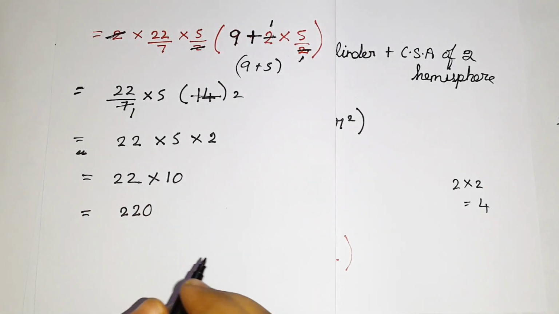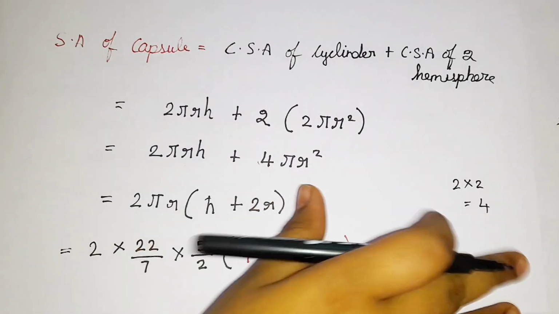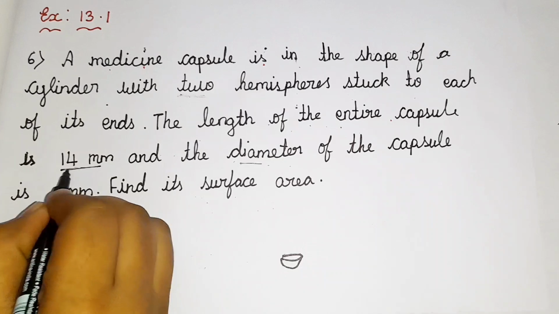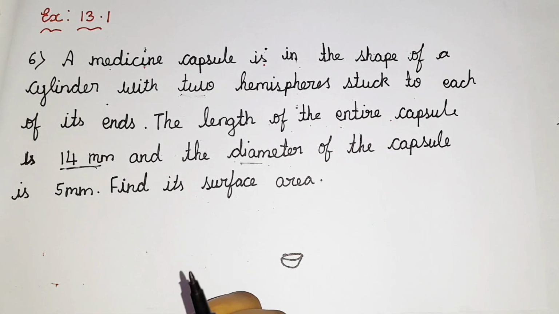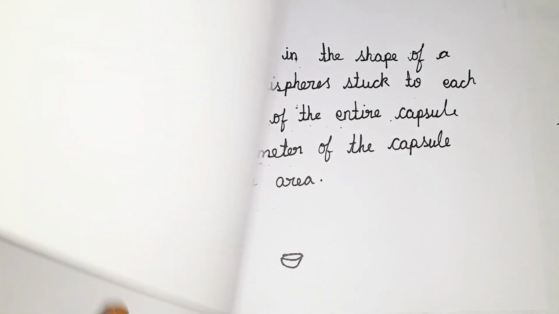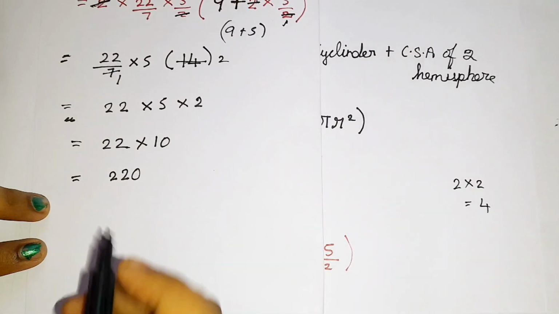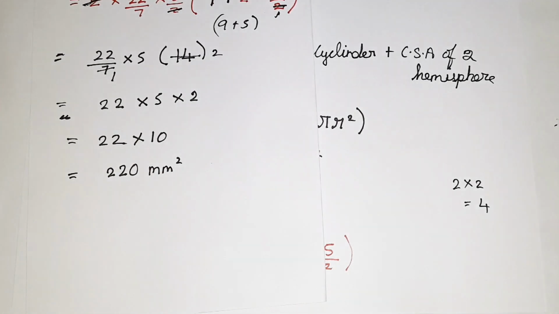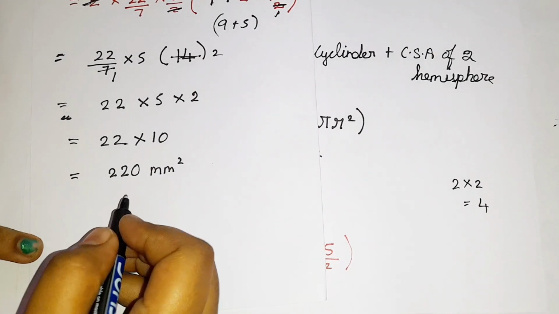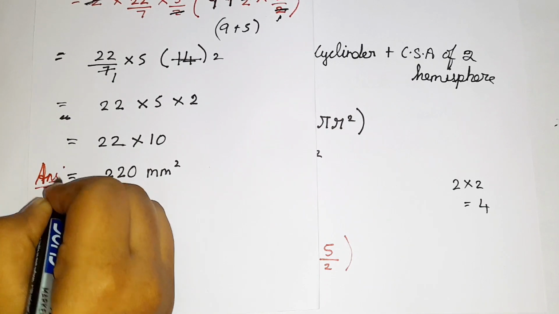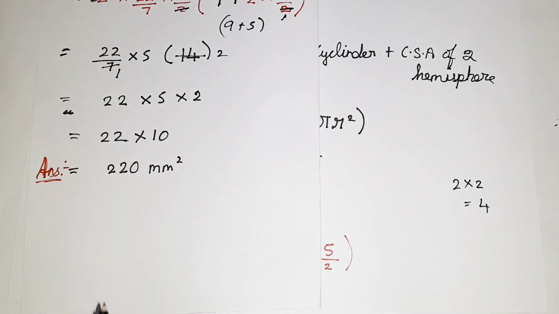So centimeter square or something else? Let us look at the question. In the question we have 14 millimeter, and here 5 millimeter. So everything is in millimeter. So we are supposed to write millimeter square. Please read the question properly. Okay, so now we got 220 millimeter square. So this is going to be our answer.